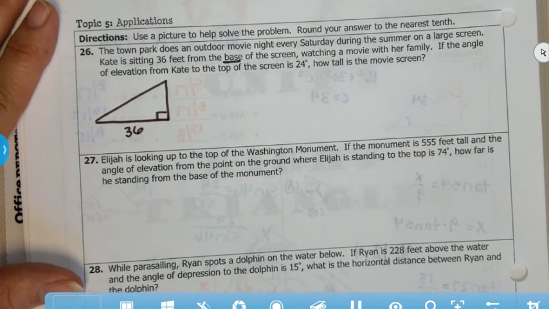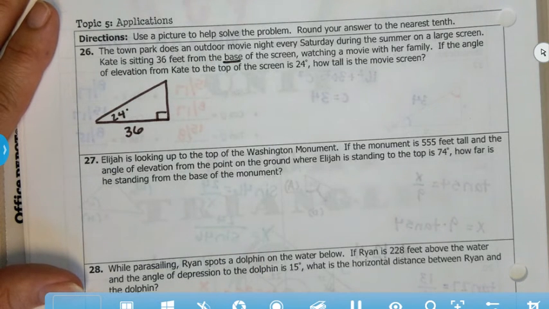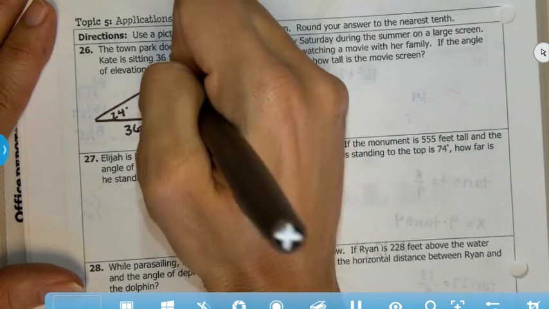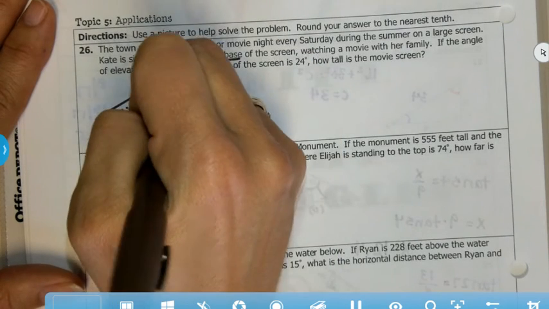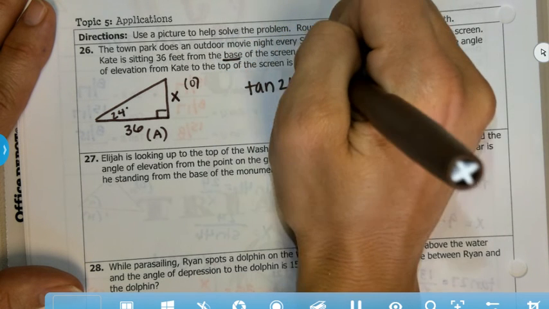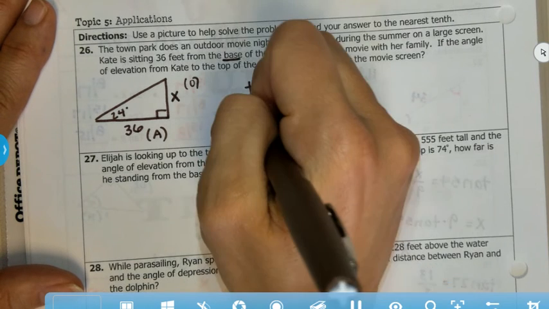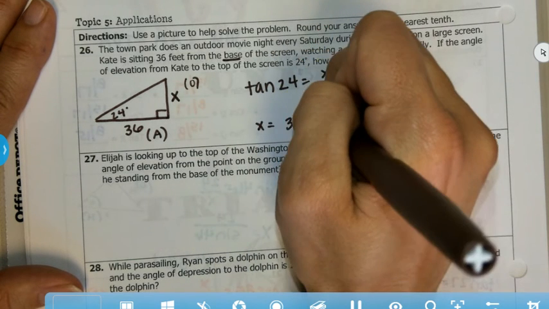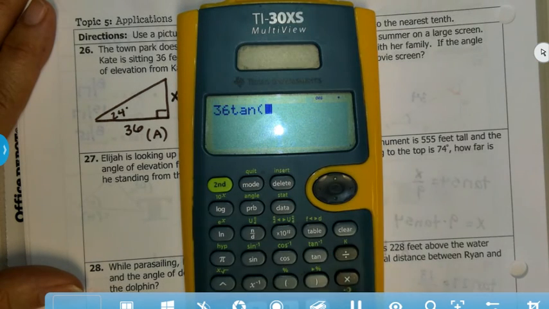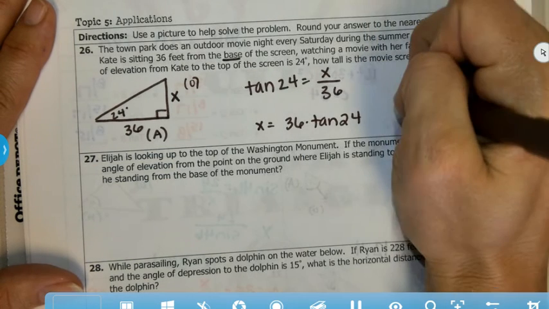The angle of elevation is 24 degrees. Always that right there, 24 degrees. How tall is the movie screen? Tall means tall side. That's right there. So we know that x is the opposite side. 36 is the adjacent side, so we're using tangent. So tan 24 equals x over 36. Since x is on top, we're multiplying. So x equals 36 times tan 24. 36 times tan 24. 16.0 feet tall.